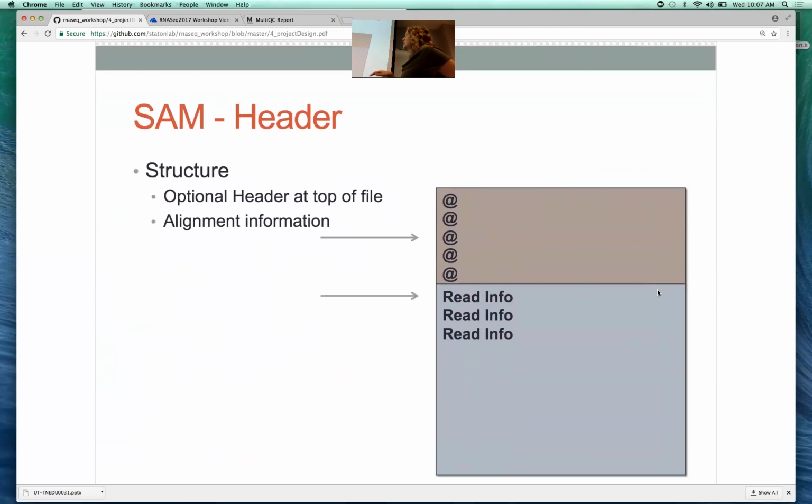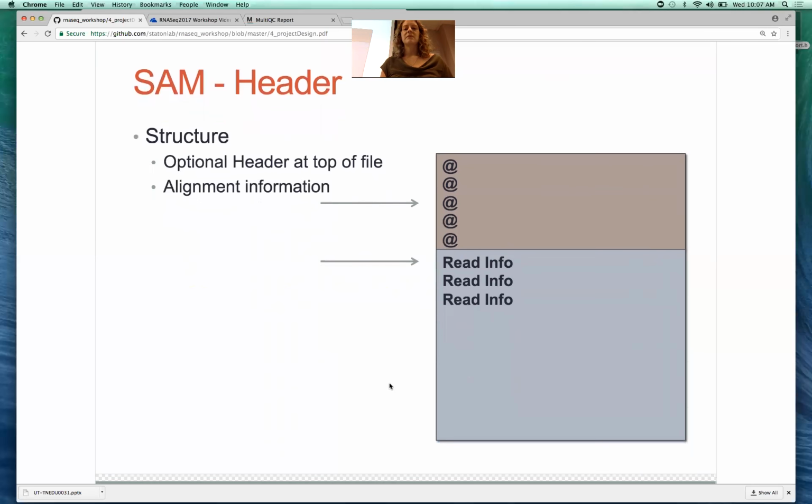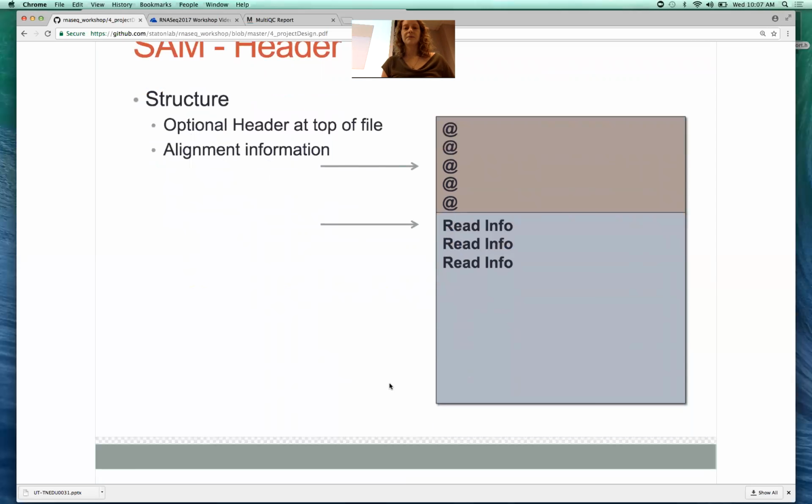So here's the basic structure. There's a header, which has these little @ symbols at the top. Those are basically like comment lines. It gives you information about what software produced this file, what the reference sequence was, so a little bit about what's to follow. And then the bottom part has each individual read with its own line with information about where it's mapped.